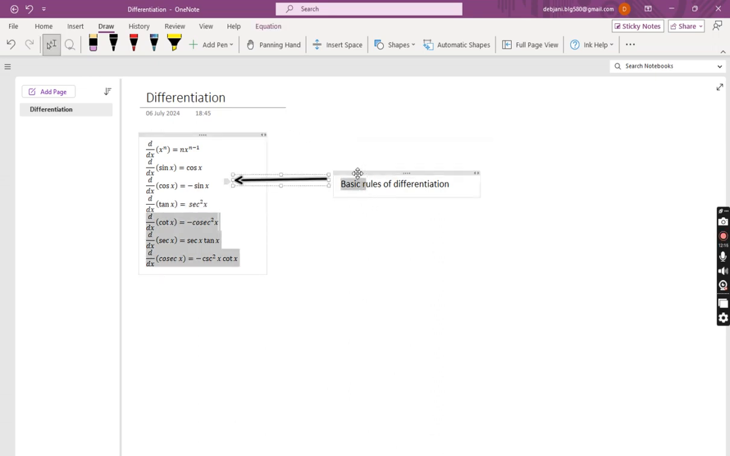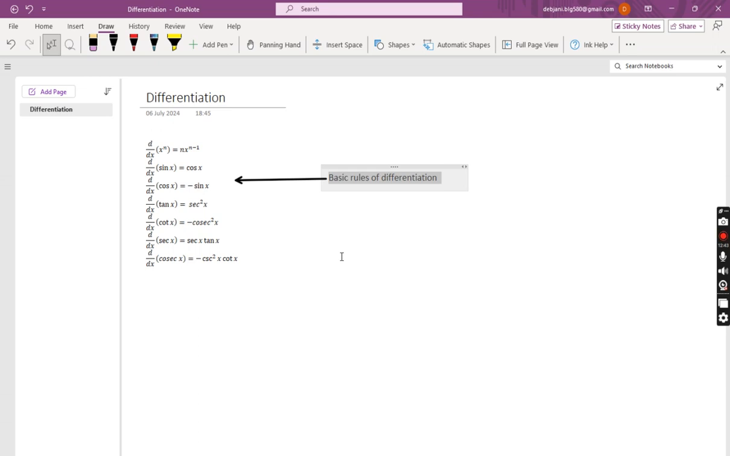If someone asks you what the basic rules of differentiation are, you will say these are the basic rules of differentiation. These are the basics. These are derivatives, and this is how to derive.